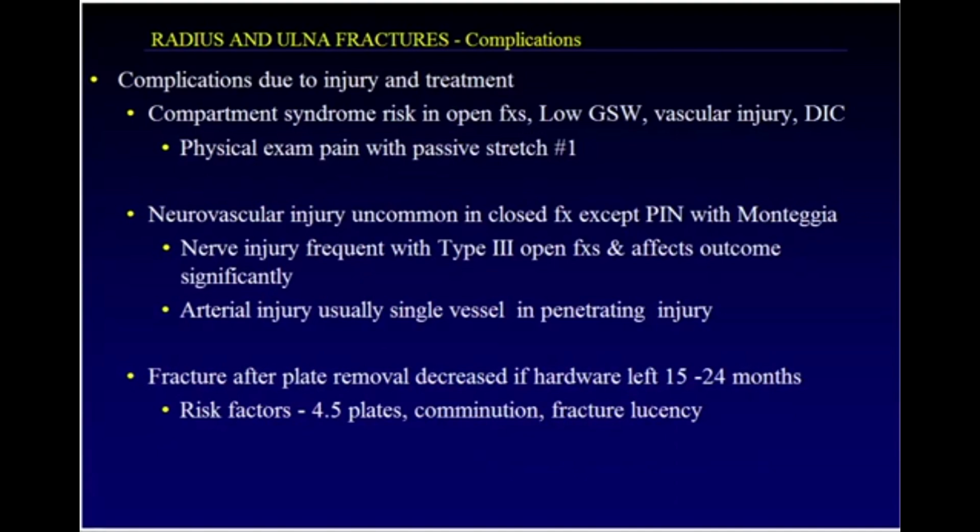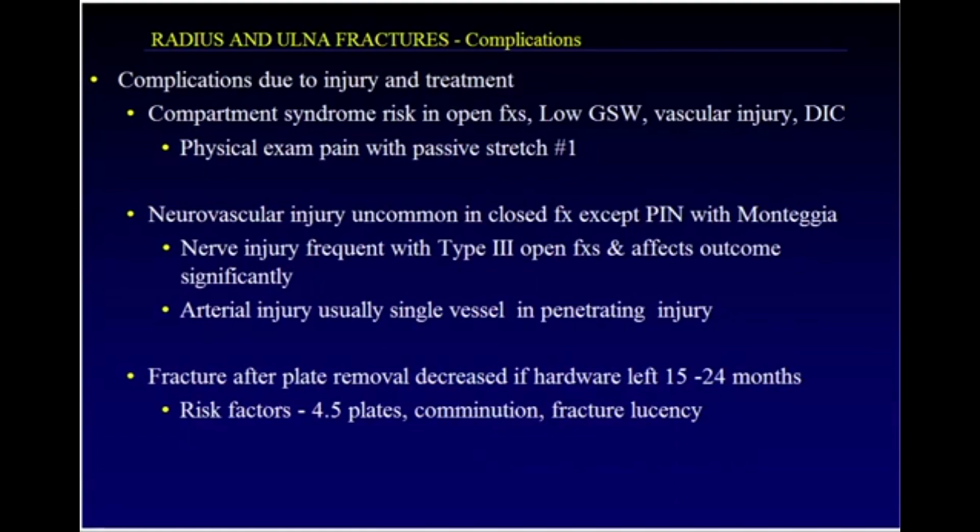What about complications in forearm fractures? Well, complications can occur both to the injury itself as well as your treatment. You can have a compartment syndrome in forearm fractures, and that's important to remember. The patient that has sustained a high-energy crushing type injury, as well as patients with severe open fractures, low-velocity gunshot wounds, patients that have vascular disruption or coagulopathy. And again, the physical examination is critically important in these patients, looking for pain with passive stretch. Neurovascular injuries are quite uncommon in closed fractures, except for the posterior interosseous nerve injury that you can see with Monteggia fractures, as I mentioned. The one instance where you can see nerve injuries is in type 3 open fractures, and this can dramatically affect the outcome because typically these are not neuropraxias. They are significant nerve injuries due to the associated significant soft tissue injury, and those have a relatively poor prognosis.